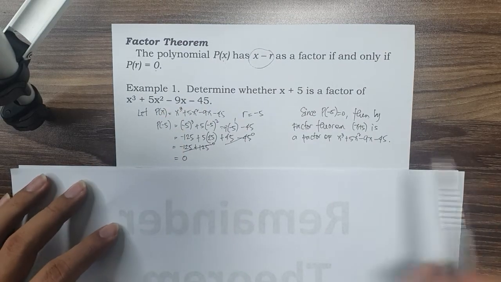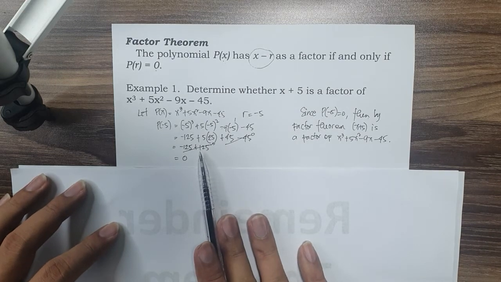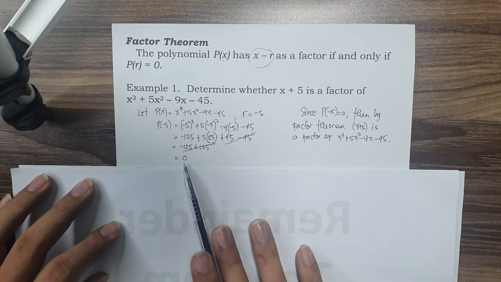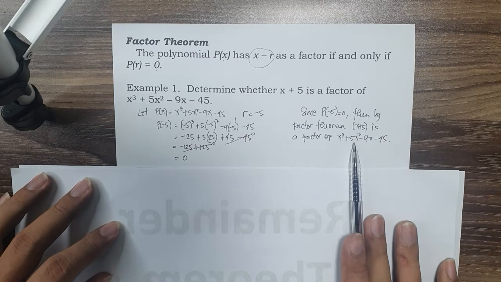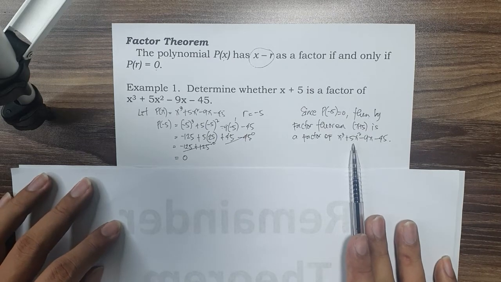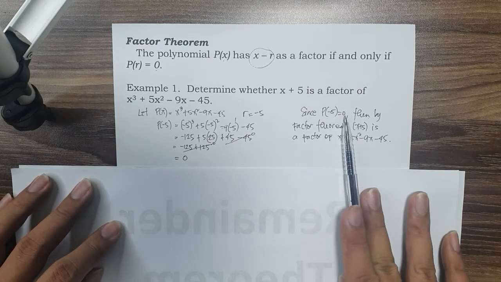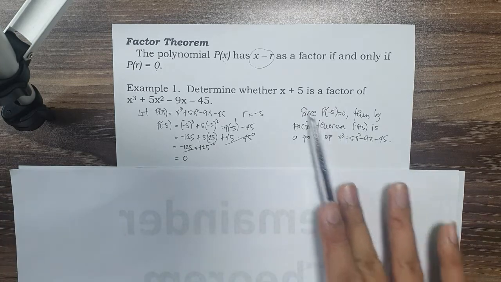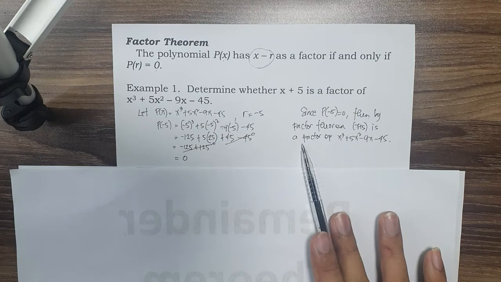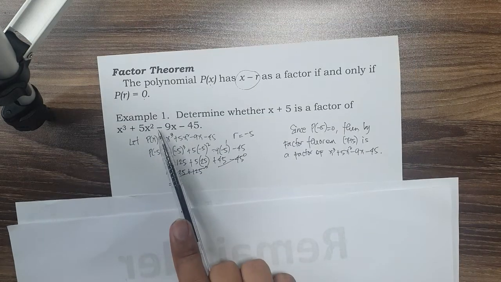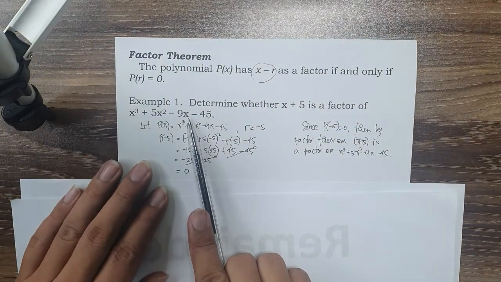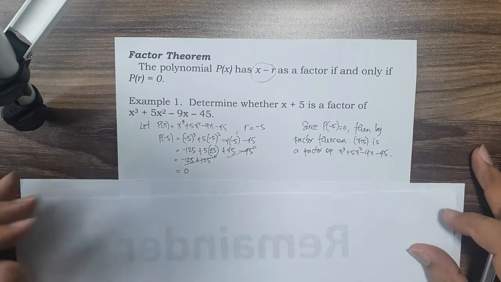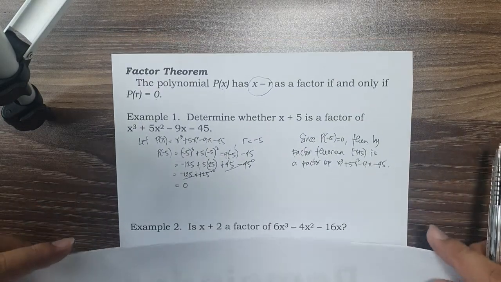Okay? So, gagamitin mo si remainder theorem. Kapag nag-0 ang remainder, sabihin mo na, no, na factor siya. Since p at negative 5 is 0, then, by factor theorem, x plus 5 is a factor of x cubed plus 5x squared minus 9x minus 45. Okay? So, let's have example number 2.